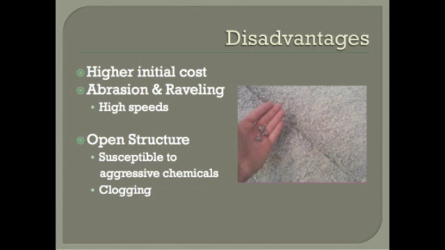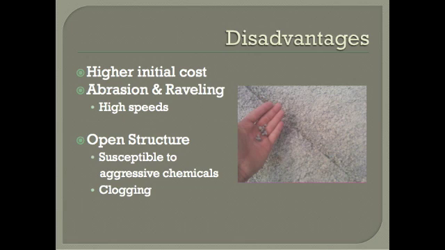There are some disadvantages to using pervious concrete. Comparing price per square foot, pervious has a significantly higher initial cost. Although this isn't exactly an apples to apples comparison, that price increase is often viewed as a huge hindrance. Pervious is also susceptible to abrasion and raveling. This just means that because of its open structure, the aggregates in the concrete can break apart when subjected to high speeds or sharp turns. This characteristic decreases significantly after the first 2 weeks of use.